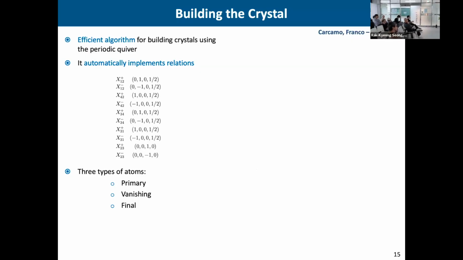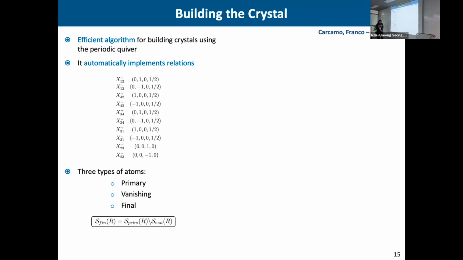And I will now construct for you the final atoms that are in my crystal. I will tell you what the crystal is, but I will go through 2 steps. I will construct something I call the primary atoms, which are, at any R charge, all the possible operators that start from this kind of fields. Then let me kill the ones that involve that relationship, using the periodic quiver to guide what I do. Then I will subtract these from those, and these are the atoms in my crystal.